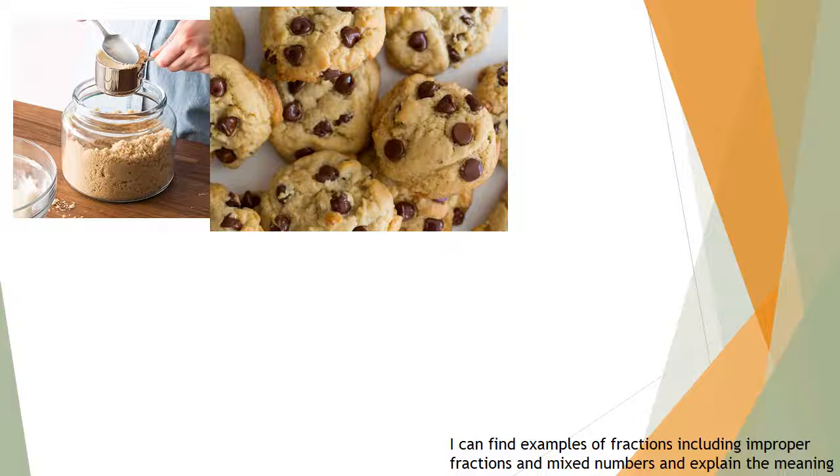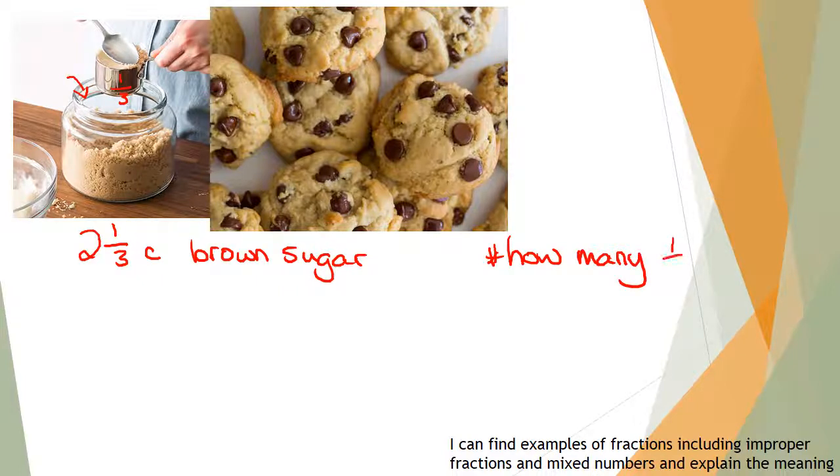Anyways, if you're going to make these cookies for your teacher, and let's say your recipe calls for 2 1/3 cup of brown sugar. Okay, but you can't fit the cup into this little jar. All you can fit is the 1/3 of a cup. So you're thinking, well, how many of these 1/3 of cups do I need to use if I'm going to do 2 1/3? And so you're questioning how many thirds.